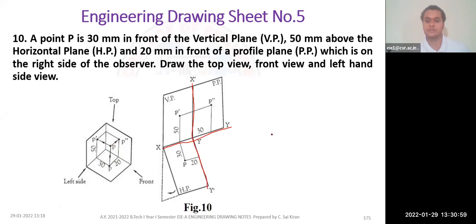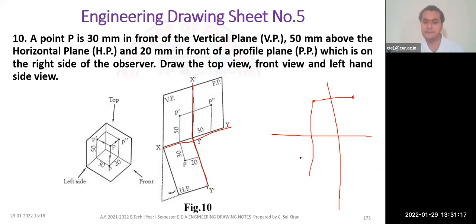I have to draw two things: the XY line and the X1, Y1 line. And from this distance, I have to take this as 20. From the vertical height, I have to take 50. Then again, I have to take a horizontal distance of 30. I'll mark this point as P double dash. I'll mark this point as P dash. I'll project at a distance of 30. I'll mark the point as P.